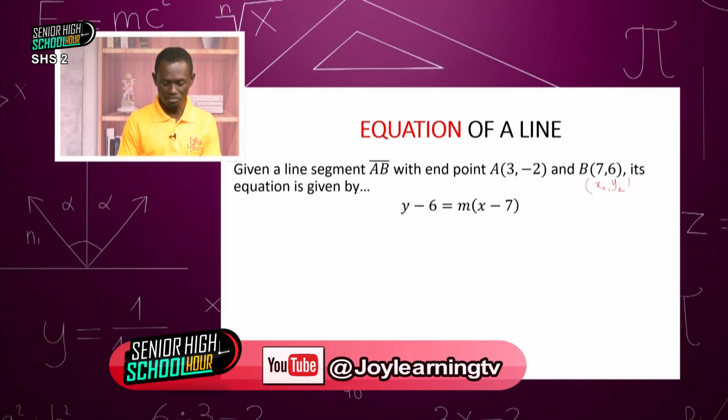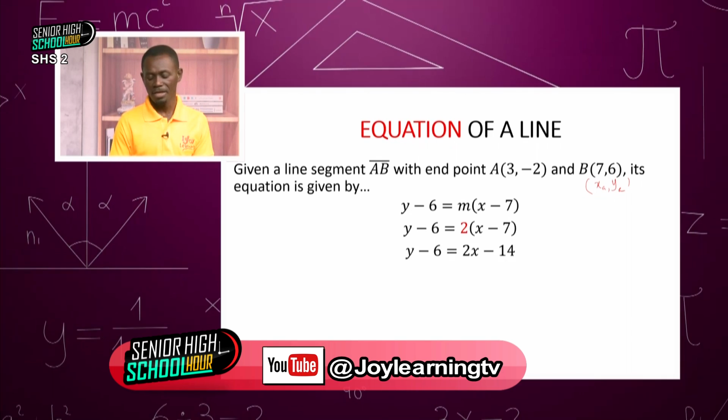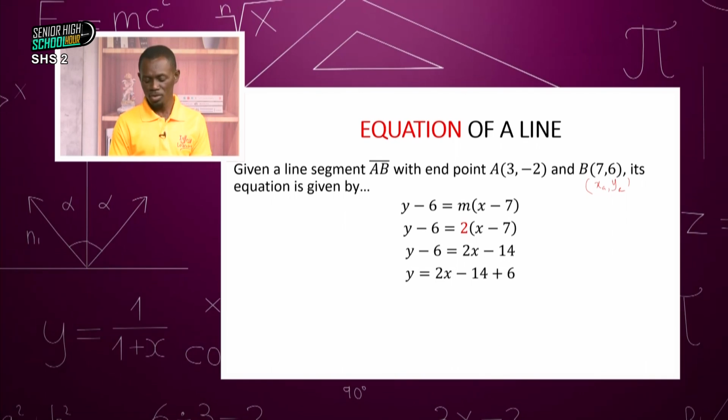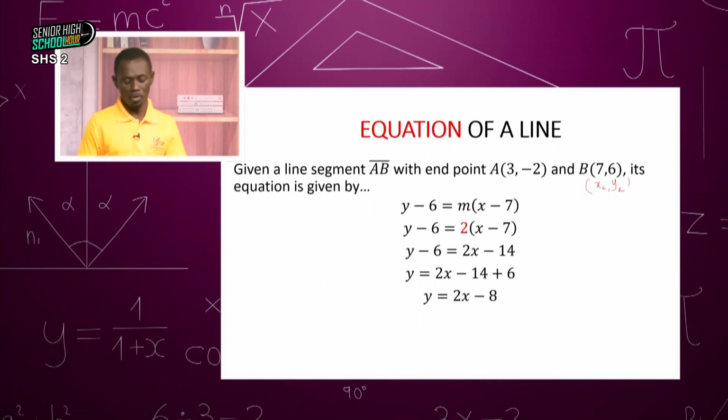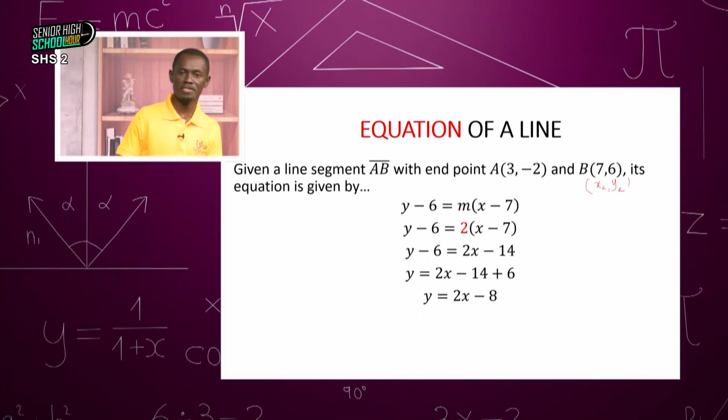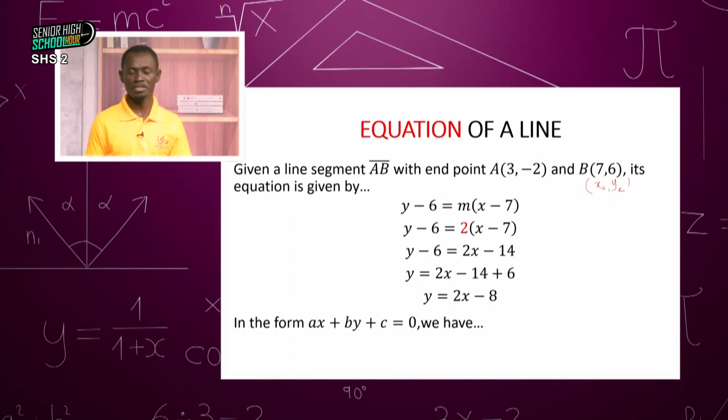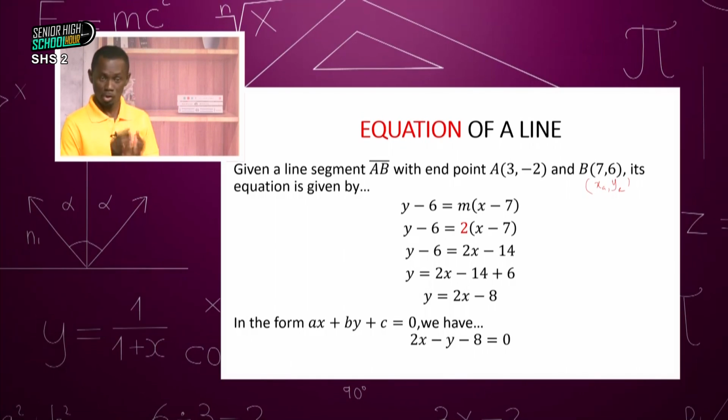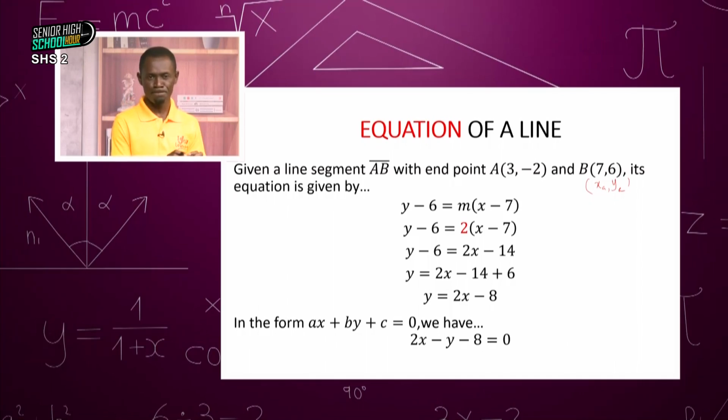Again, if I multiply, I introduce my M as 2. I multiply, I get 2x minus 14 on the right. I group the terms. I have 2x minus 14 plus 6 equals y. So I have the same thing, y equals 2x minus 8. So you notice, same answer. And of course, I can rewrite it in the form ax plus by plus c, and I get the same thing. So it doesn't matter which of the points you pick, so long as the point falls on the line, it will give you the same equation. Remember, they are family members.